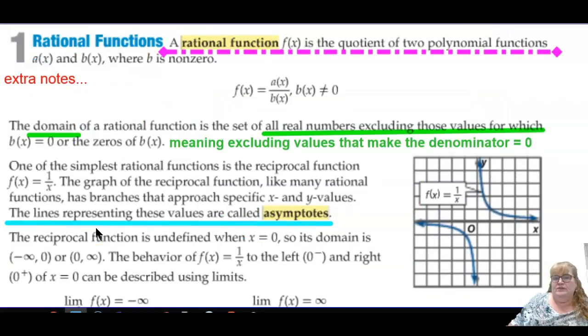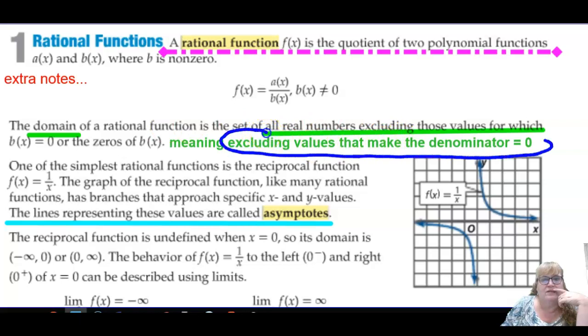All right, you do not have this slide in your notes. It says a rational function is the quotient of two polynomial functions, okay? The domain is the set of all real numbers excluding those that make the denominator 0. One of the simplest rational functions is just 1 over x, which would look like this over here. It has asymptotes of vertically the x-axis and horizontally the y-axis, okay?